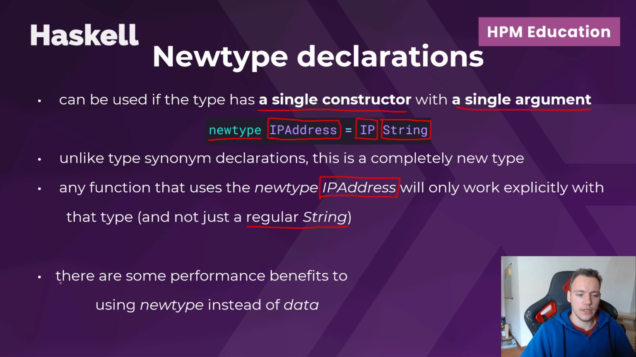So there are some performance benefits to using newtype instead of data when possible, because as we know, newtype can only be used with a single constructor with a single argument, so it's quite limited in that regard, where data is not. But if we can use newtype, it has some performance benefits, because basically newtype doesn't create any runtime overhead, whereas data does, because data really defines real new types in Haskell, where newtype is sort of just a wrapper for existing types, and on runtime it can simply be removed, and basically performance is better if we can use newtype instead of data.